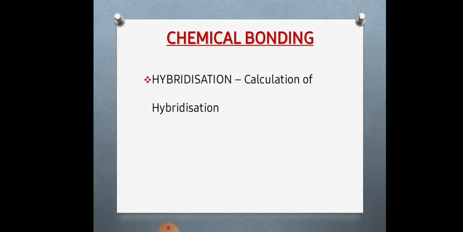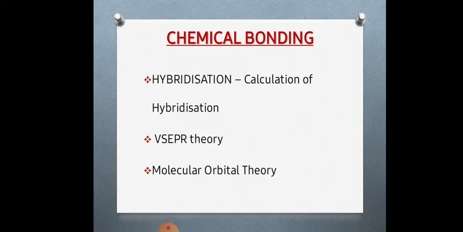So here in chemical bonding, the first part is hybridization and calculation of hybridization. The second important one is valence shell electron pair repulsion theory, that is VSEPR theory. And based on this VSEPR theory, we will predict the shape of the molecule. Then the third one is molecular orbital theory, the MOT concept. And related to this MOT concept, the configuration of a molecule, then the magnetic behavior of the molecule, then we can calculate the bond order, then which type of bond exists between the atoms. So all this comes under the molecular orbital theory.